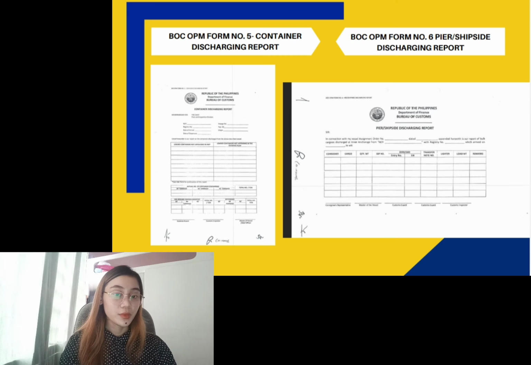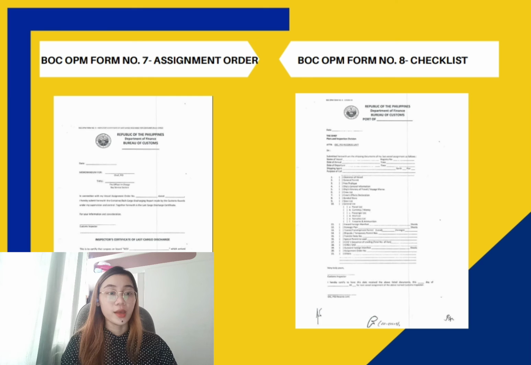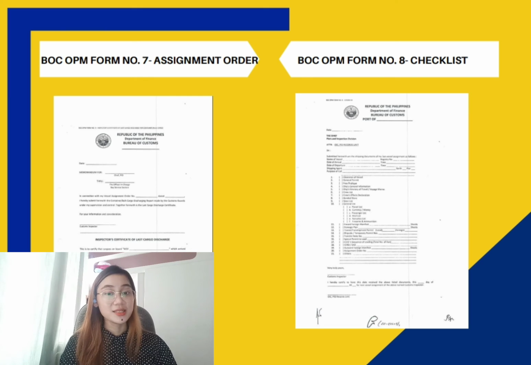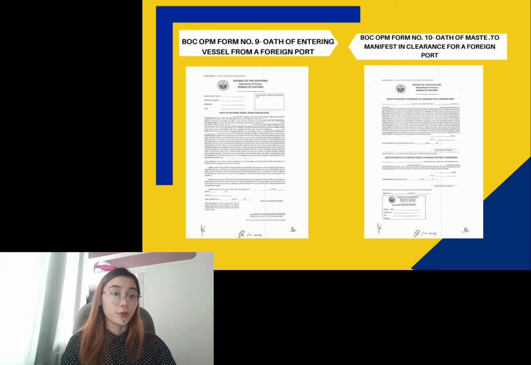BOC OPM form number 7, assignment order. Next is the BOC OPM form number 8. This is the checklist. And BOC OPM form number 9. This is the oath of entering vessel from a foreign port. Next is the BOC OPM form number 10. Oath of master to manifest in clearance for a foreign port.